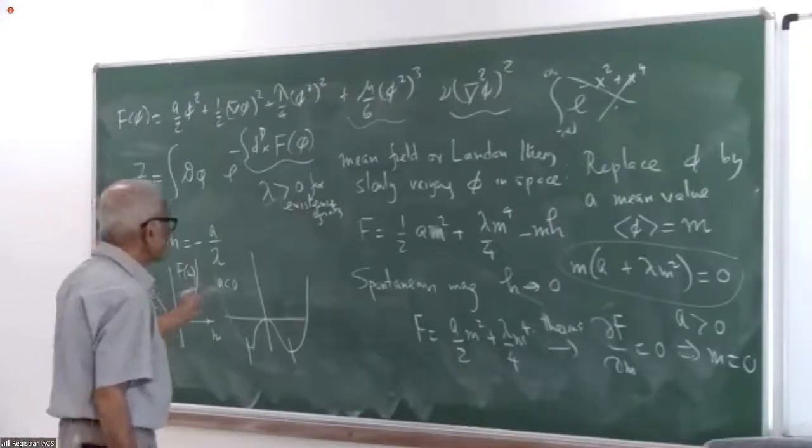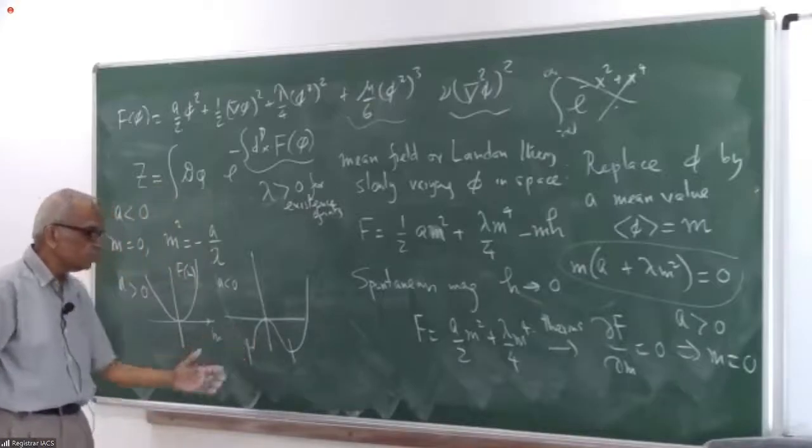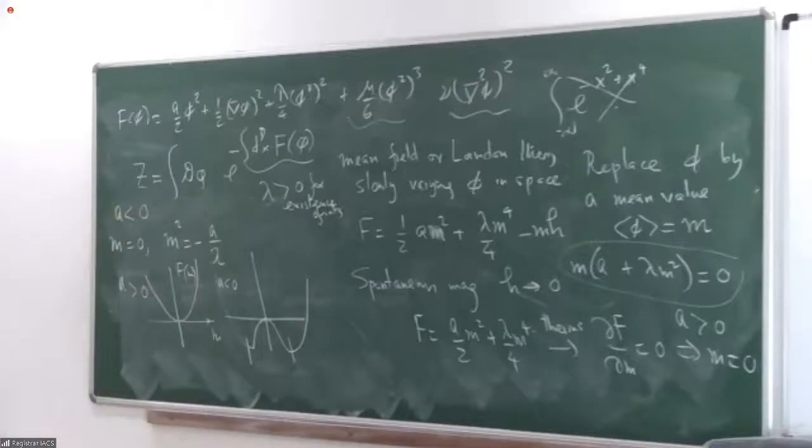So if A is less than 0, the system will show a finite value of M. It can be either positive or negative. If you try to cool it down, it will choose one of the two states, either plus or minus. As soon as it chooses, the symmetry is broken. The up-down symmetry which we started out with is broken as soon as A is less than 0.